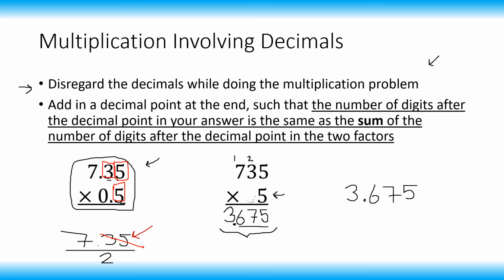And if you wanted to check your answer, you could always take this answer that we just got, this 3.675, and multiply it by 2, because that's the opposite of what the question was asking us. Multiply it by 2 and see if you get 7.35 as your final answer. So I'll leave that for you guys to try if you wish, but we can be fairly confident that this is the right answer.